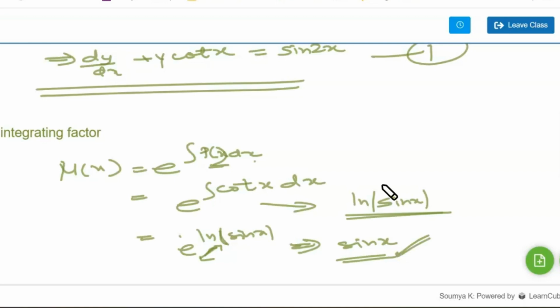Those who are aware of differentiation, integration, and trigonometry will find it easy to do this type of question. You just have to know the basic formula for this equation. Hope this was understandable. Let's move on to the next question.